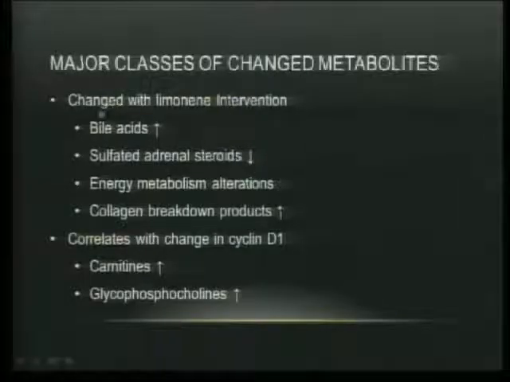And so those classes of metabolites which changed with the limonene intervention were bile acids and sulfated adrenal steroids. We saw changes in energy metabolism. There's an increase in collagen breakdown products. And those metabolites that were significantly correlated with the change in cyclin D1, so the change in the metabolites was correlated with the change in cyclin D1, were carnitines and glycerophosphocholines. So now I'll go through each of these pathways, and once I get through them, I'll try to bring them all together to make a story.